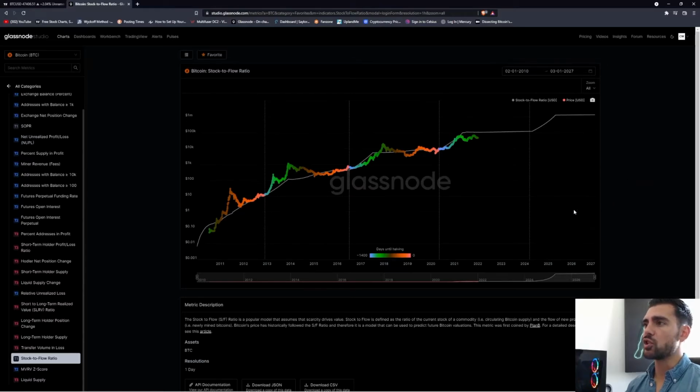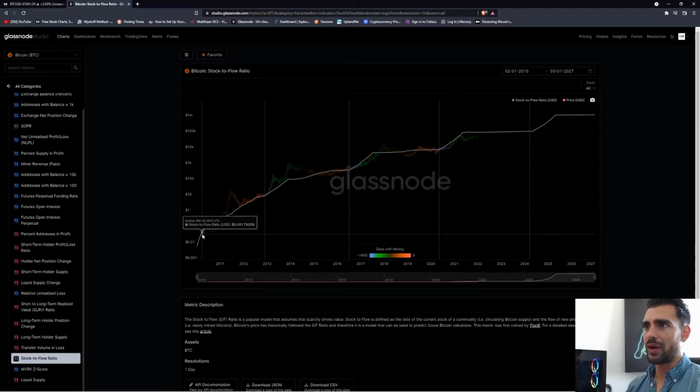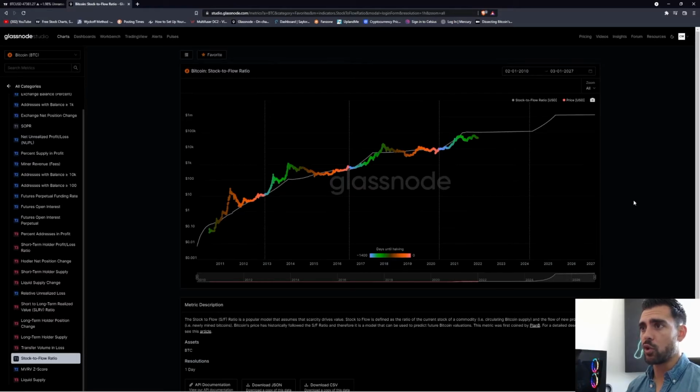All right, and so what we have is this white line, this gray line in the back. That's the stock to flow model, okay? And that's just based on the known supply of Bitcoin and the known daily issuance of Bitcoin, okay? And as you can see, price action is in that colored rainbow line, right? And so we know that the stock to flow so far has proven relatively accurate, okay? We're not really going to use it as top and bottom signals, right? But we can know historically whether or not we're undervalued or overvalued.